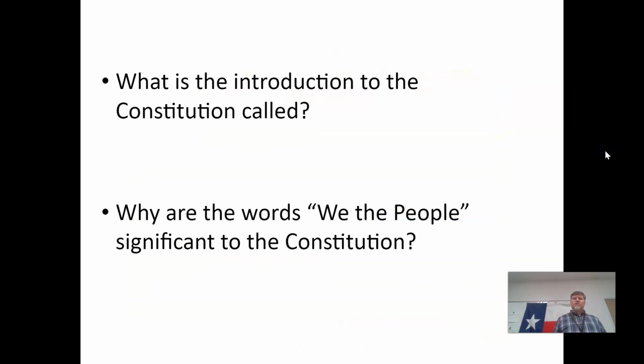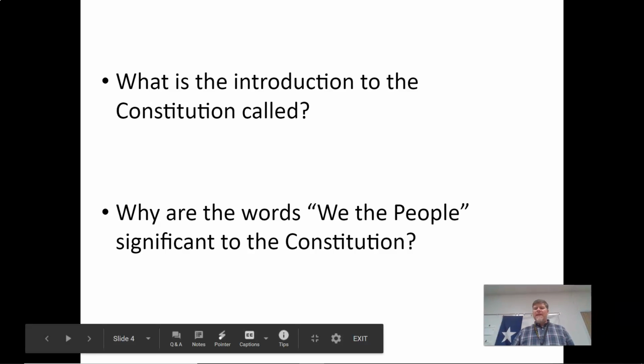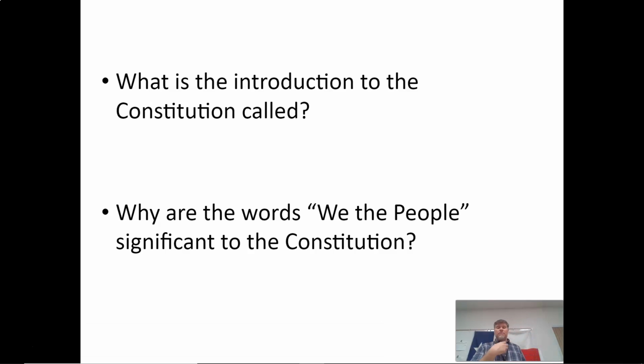So the introduction to the Constitution, what is it called? It's called the preamble. And why are the words "We the People" significant to the Constitution? Well, "We the People" really goes to the idea that it is the people where the power comes from that the Constitution has. It is we the people that give the government the power.